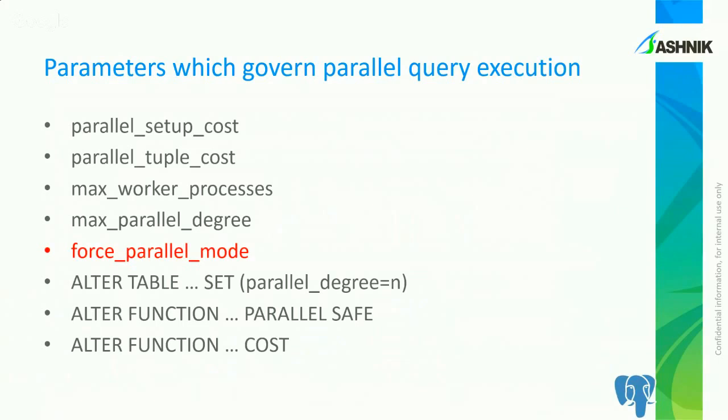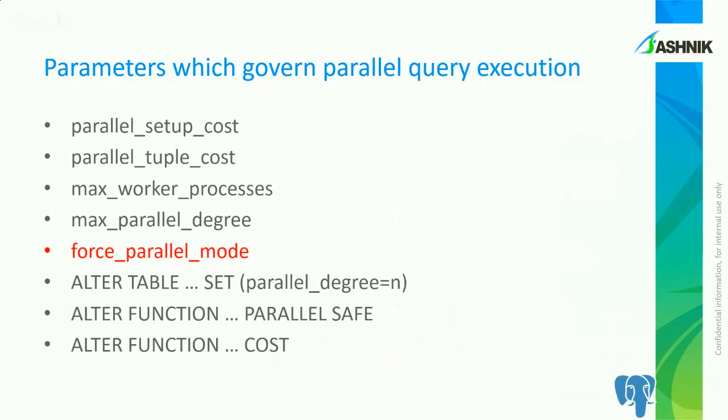You can also restrict the maximum number of worker processes which could be running in your system. This is a global setting, which means this setting impacts total number of worker processes which could be running for all the current queries. You can also set max parallel degree at the global level, which means this is defaulted to every session and every query, which is 2 by default. And you can increase that in a session, or you can increase that for a particular transaction. You can also set parallel degree at the table level.